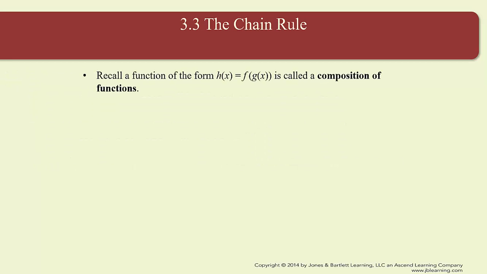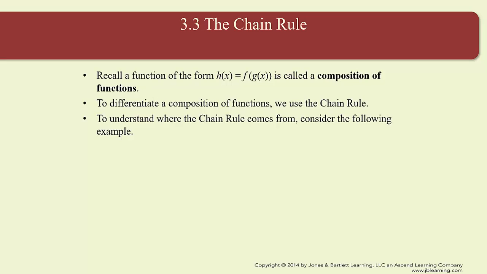So to get started here, we just need to review from algebra that when you have a function of the form h of x equals f of g of x, that f of g of x was called a composition of functions. To differentiate any composition of functions, we're going to use what is called the chain rule.